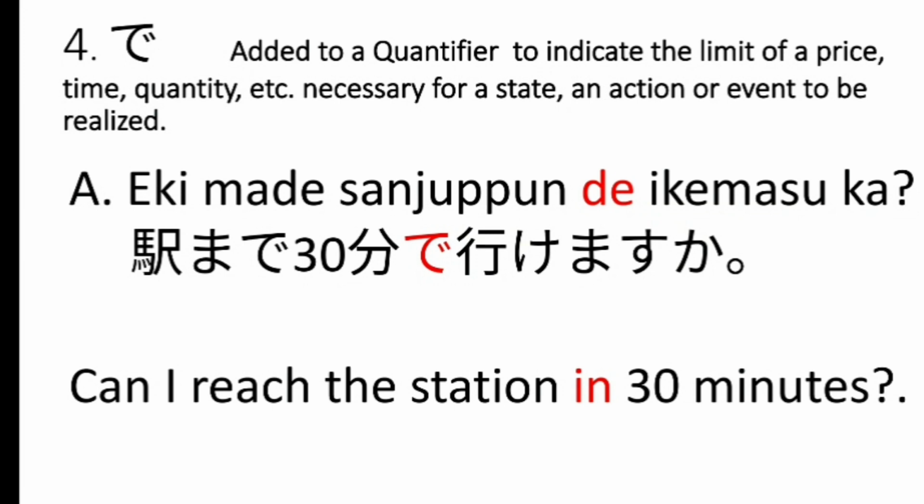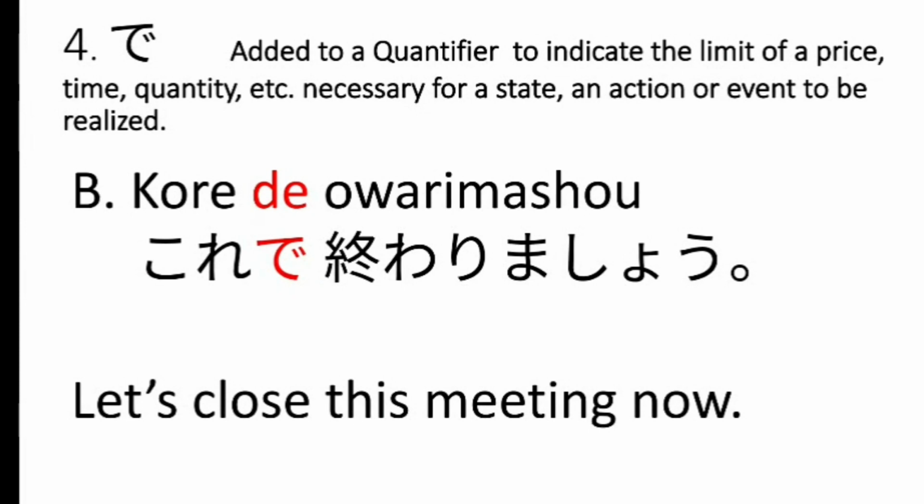So we have here the quantifier, which is the 30 minutes. And this is the limit of time that we have in this sentence. So in the limit of time, we have 30分で行けますか? Can I reach the station in 30 minutes? How about our next example? So it falls on this de again, in the meaning of this de.